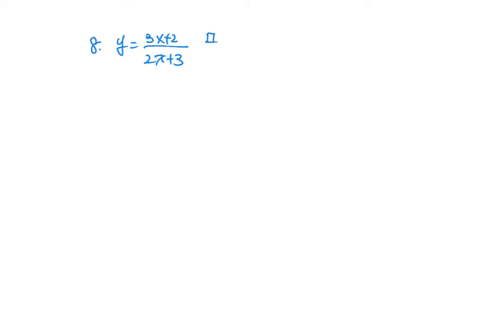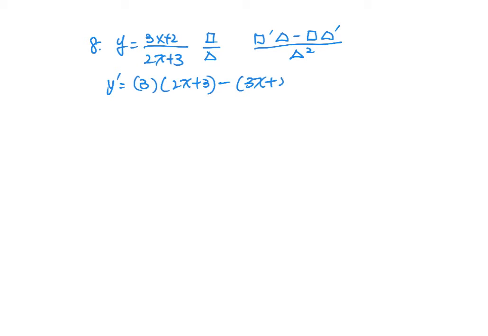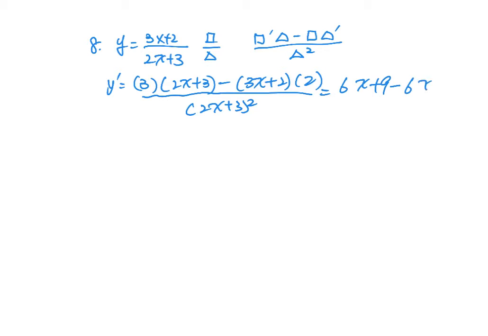Number 8, we have a quotient rule. So the formula says box prime triangle minus box triangle prime, all over triangle squared. So we're going to take the derivative first, which is 3. And we take the triangle, don't do anything with it, minus, don't do anything with the box, take the derivative of the triangle, and we're going to square the triangle. All right, and now let's simplify that. So that'll be 6x plus 9 minus 6x minus 4, all over 2x plus 3 squared.